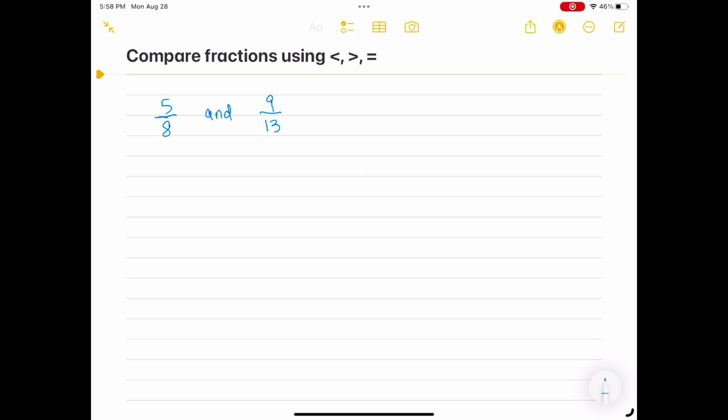Since these fractions have different denominators, we can't make the comparison until we write them in equivalent fractions with the same denominator. So we take 5/8 and multiply both the numerator and the denominator by 13. And we do those calculations on the side away from our original problem, so we don't get our computations all messed up. And we find that 5 times 13 is 65, which is the new numerator, and 8 times 13 is 104, the new denominator.